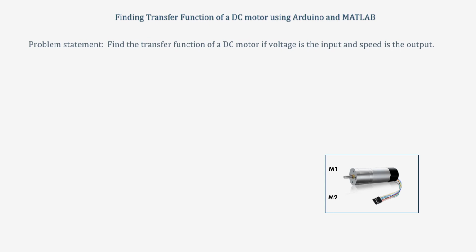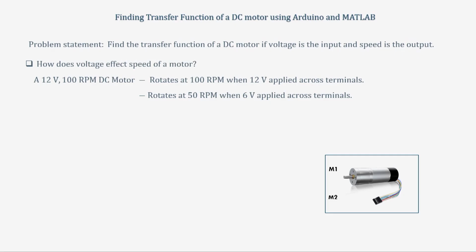Suppose I want to later on use this system for speed control of the motor. Basically, I would like to give a particular voltage as input to the motor, and as a result of that, the speed of the motor should achieve what I desire. So, how do we achieve variable speed in a motor? Suppose you have a motor of 12 volt and 100 rpm rating, DC motor. It means that it will rotate at 100 rpm when 12 volt is applied across its terminal.